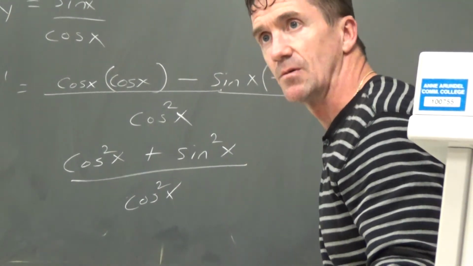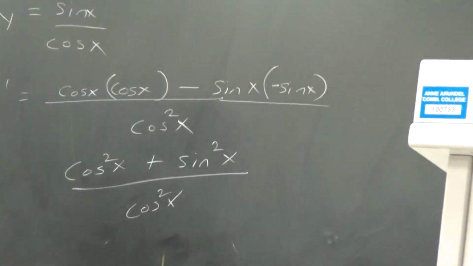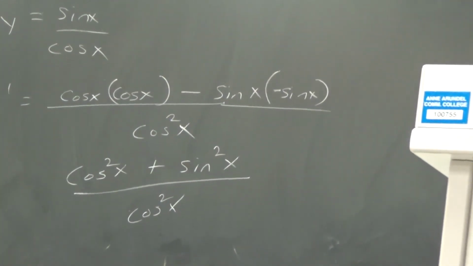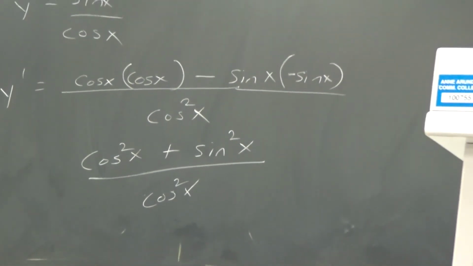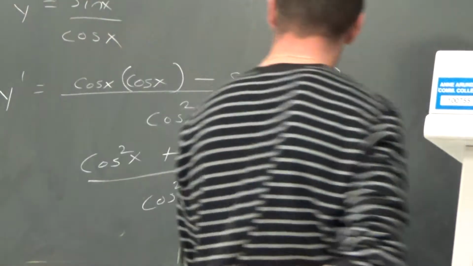True? Anyone see this? Now, is there an identity for that top thing? One. Is there an identity for sine squared of x plus cosine squared of x? We just figured it out. This is y prime.